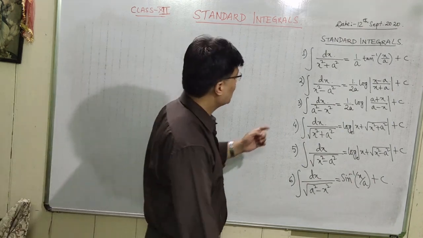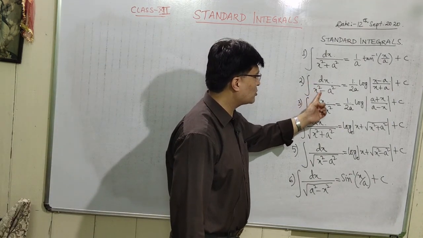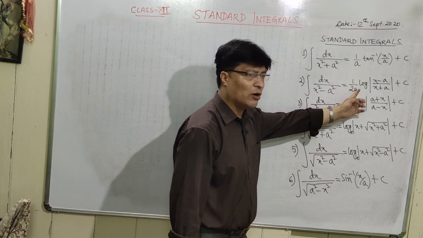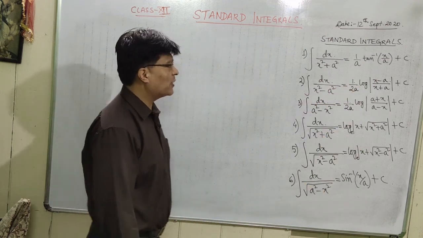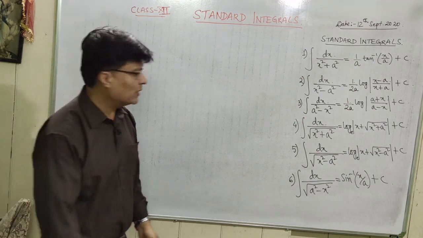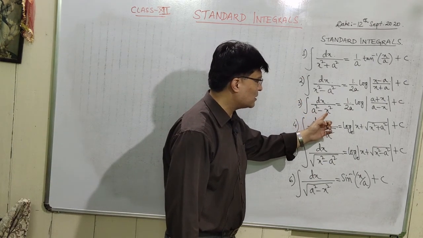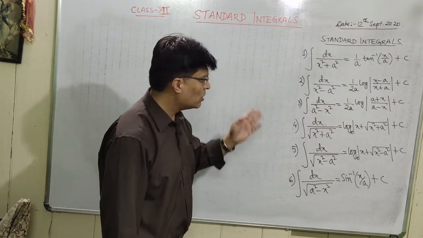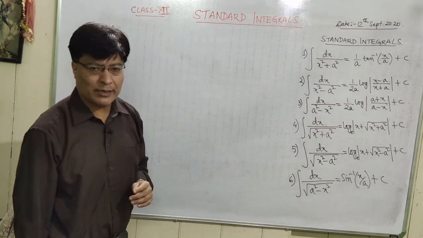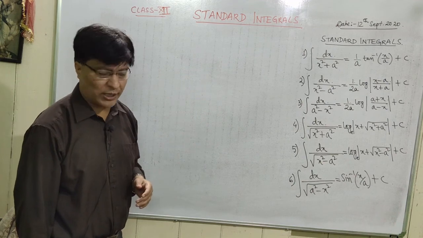Next, number 2. Integral sign dx divided by x square minus a square is equal to 1 upon 2a log within mod x minus a upon x plus a, mod sign closed, plus c. And then the third standard form, integral sign dx divided by a square minus x square is equal to 1 by 2a log within mod a plus x upon a minus x, plus c.